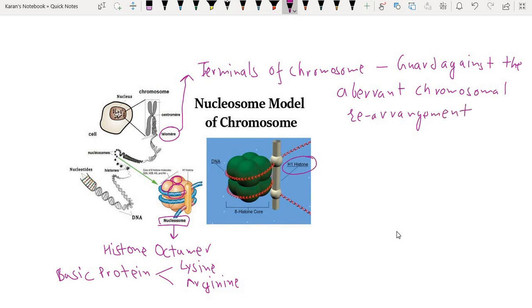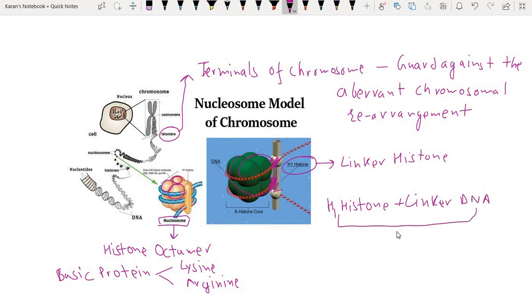Moreover, you can see H1 histone here. This is also known as linker histone. It actually binds to the nucleosome core particle. You can see that it has bound to the nucleosome core particle right at the entry of the DNA here, and the DNA entry and exit sites you can see. So here it is being bound, and H1 histone joins with the linker DNA. So H1 histone plus linker DNA, they contain the target site.